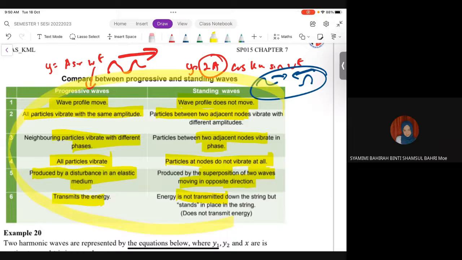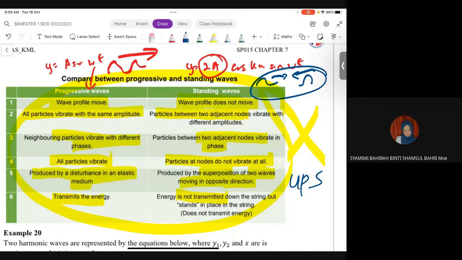Perlu ke hafal ni? Tak payah. Dia hanya keluar kat mana nanti? UPS. So tak perlu hafal. Kalau dulu orang kena hafal lah, sekarang tak perlu hafal.